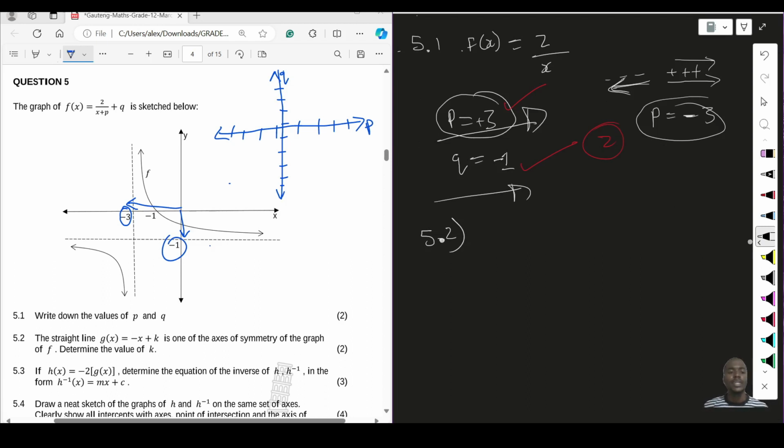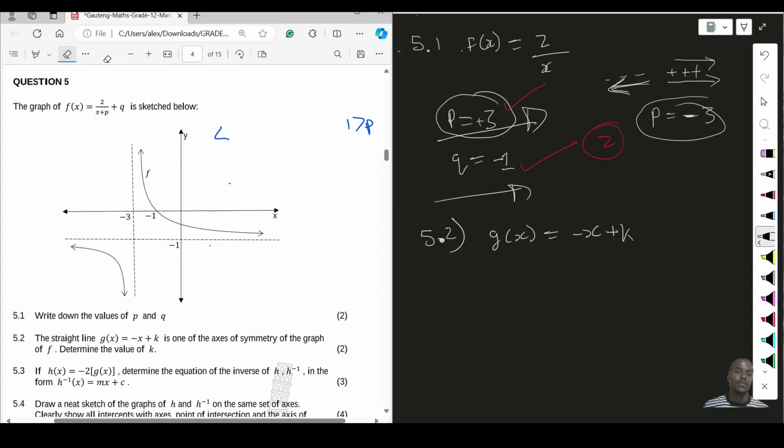5.2, they say the straight line g of x equals negative x plus k is one of the axes of symmetry of the graph of f. So let me wipe off this so that I can also explain what they're talking about. When they say the axis of symmetry of the graph of f, but the x here is negative, the line should be passing something like this. So this is the straight line. The line is something like that.